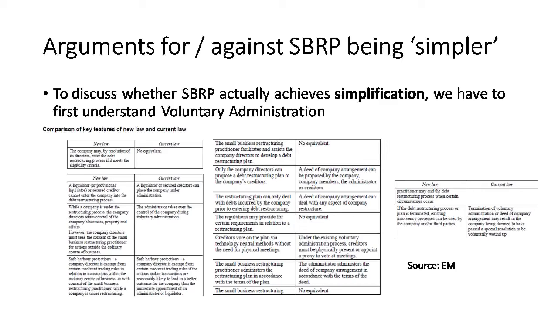To discuss the simpler process element of the question, you have to first understand how complex previous procedures under voluntary administration were. In fact, voluntary administration is very similar to SBRP. Overall, we see negligible simplification in the law, despite plenty of differences listed in a 2-column table in the explanatory memorandum. But only time will tell whether the different processes in SBRP will change through amendment of the regulation.